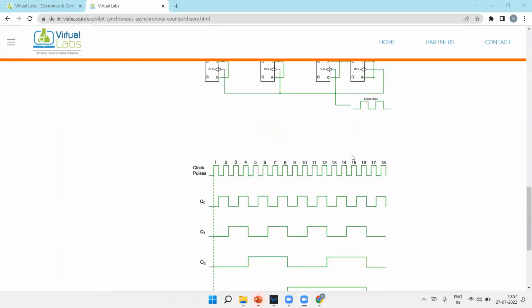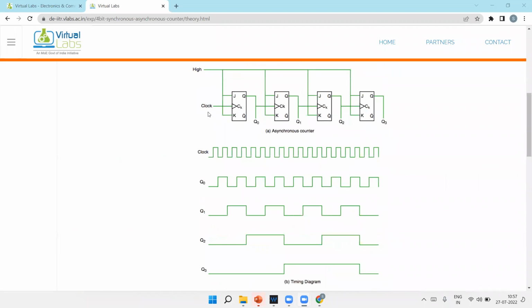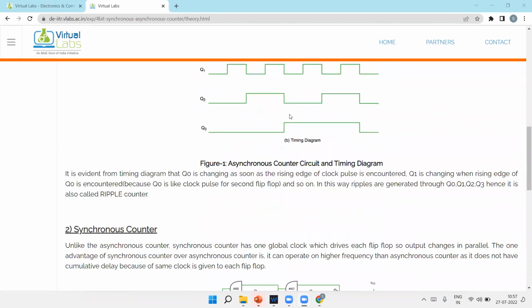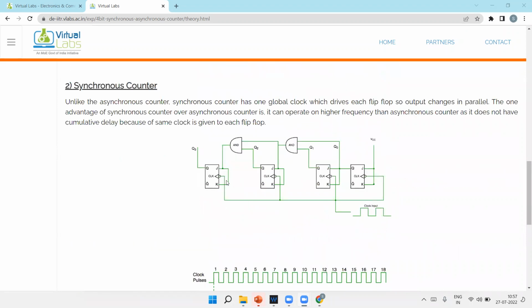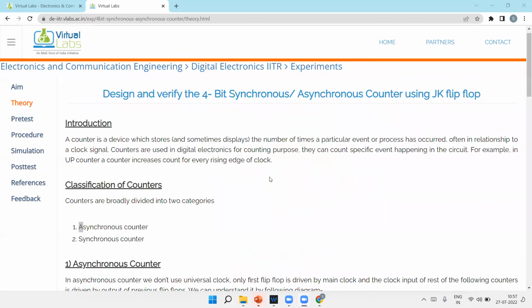So the difference is only of the clock. Here the clock is given at the first stage, and the output behaves like a clock for the next stage. But in a synchronous counter, the clock is given at the same time to each flip-flop. The JK flip-flop toggles on every clock when both J and K are 1, so AND gates are required for this purpose. All the previous outputs are multiplied by an AND gate, then given as an input to the flip-flop. That is a synchronous counter.